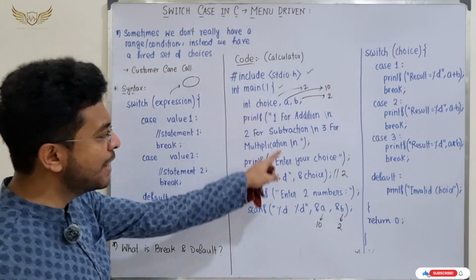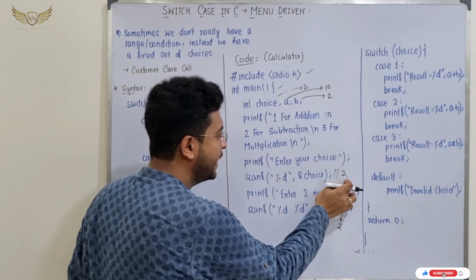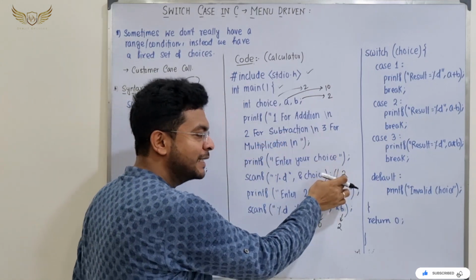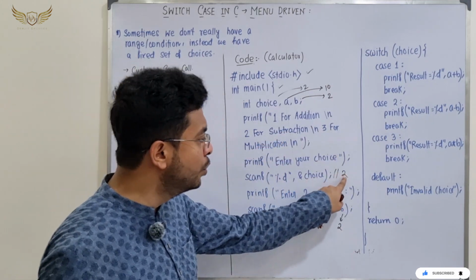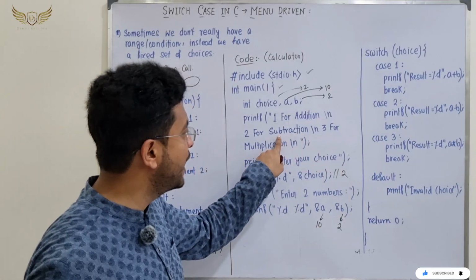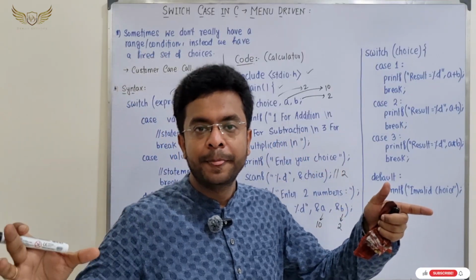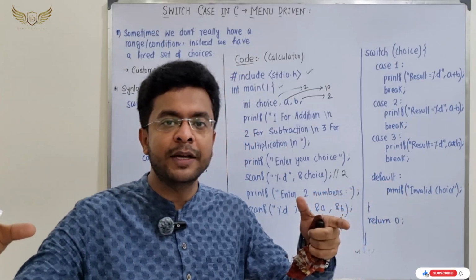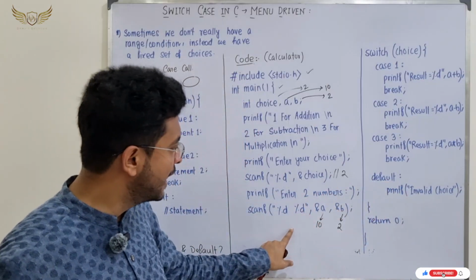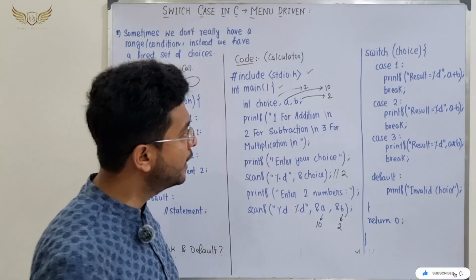Right? So we have taken everything from the user. We have taken the choice: what do you want to do? Multiplication. If you say 2, what is 2 for? Subtraction. So if you want to do subtraction, give me the 2 numbers. To do subtraction, we need at least 2 values. So that's why we're asking from the user. Give it a and b, right? Done.